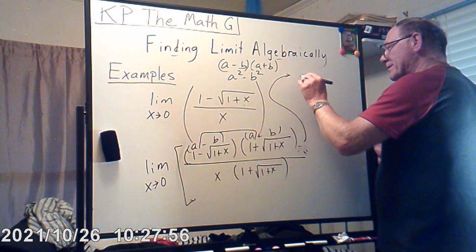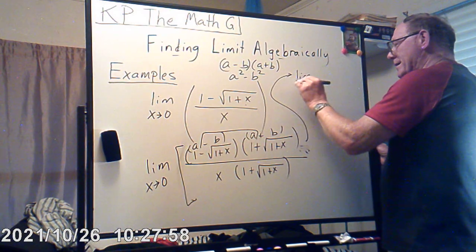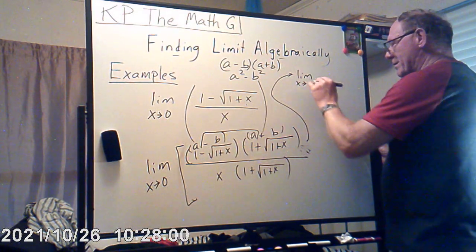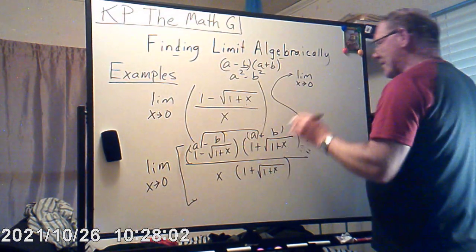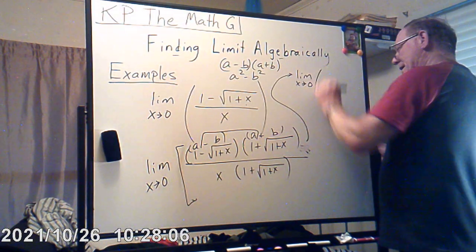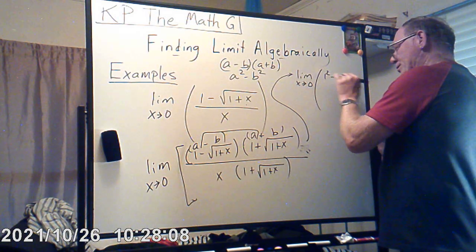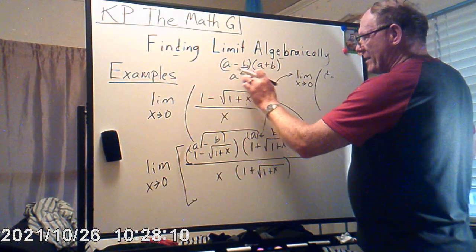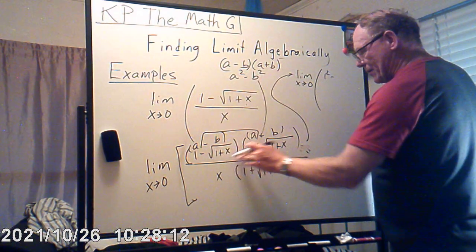Ooh, I don't know if we're going to have room. Limit as x approaches 0. Okay, so let's see. 1 times 1 is 1. We can just do 1 squared. Okay, a squared minus b squared.